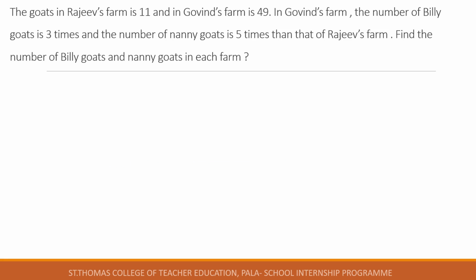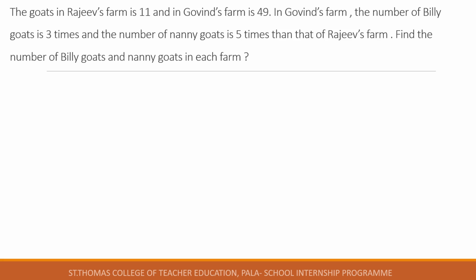All of you read the question. The goats in Rajiv's farm is 11 and in Govind's farm is 49. In Govind's farm, the number of billy goats is 3 times and the number of nanny goats is 5 times that of Rajiv's farm. Find the number of billy goats and nanny goats in each farm.